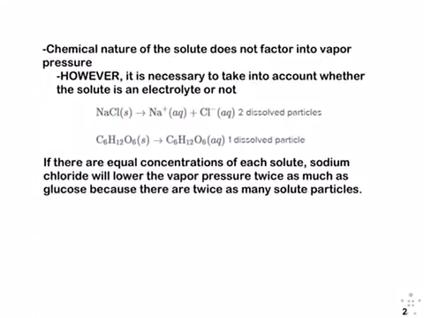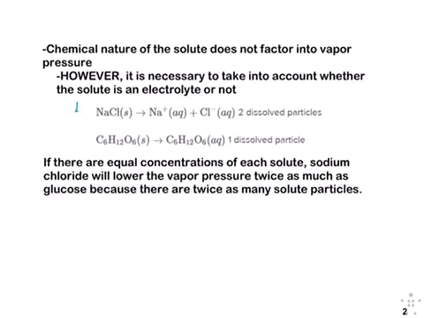So when we look at the chemical nature of a solute, that is something that does not factor into vapor pressure. However, what does factor into the vapor pressure is how many ions will form when that compound dissociates in the water. So we have to look at if the compound is an electrolyte or a non-electrolyte.